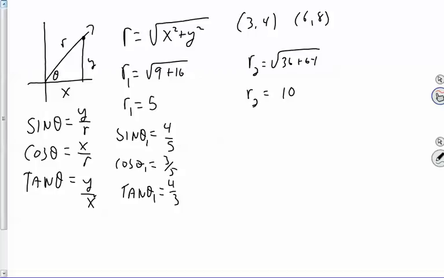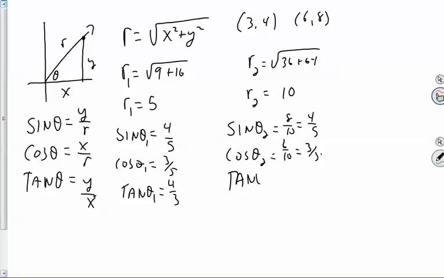Same thing, is that true for this guy? If I go over here and I go to the sine of the second angle, well, that's going to be 8 over 10, which is 4 over 5. The cosine of theta is going to be 6 over 10, or 3 over 5. And the tangent of theta is going to be 8 over 6, or 4/3. Weird that that has just happened. I wonder why something like that has happened. Huh.